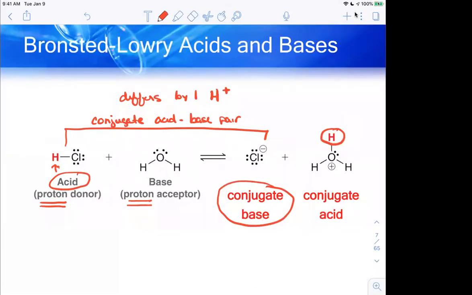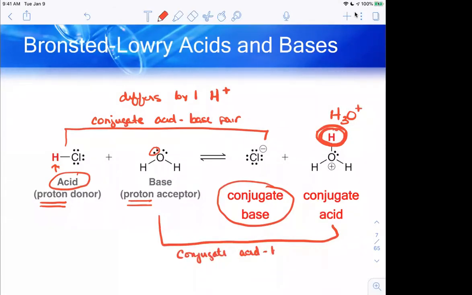The base has these lone pairs, and this is actually accepting the proton. So this new proton is now on the water molecule. Remember, that's hydronium ion, H3O+. This is also a conjugate acid-base pair. My base accepts a proton, which now makes it a conjugate acid. Notice this is a reversible arrow.